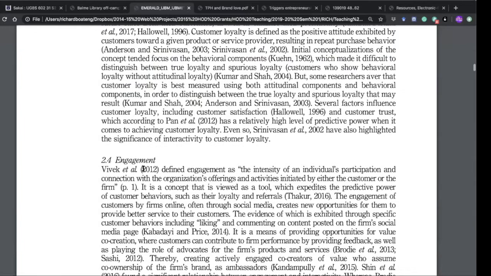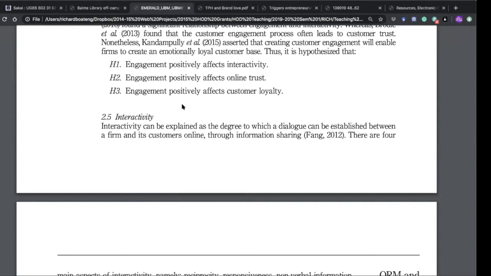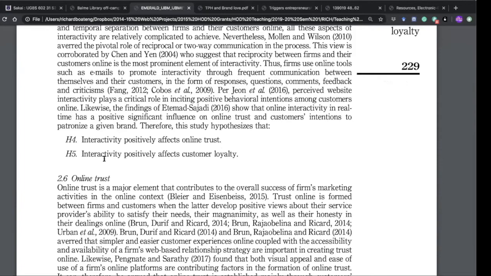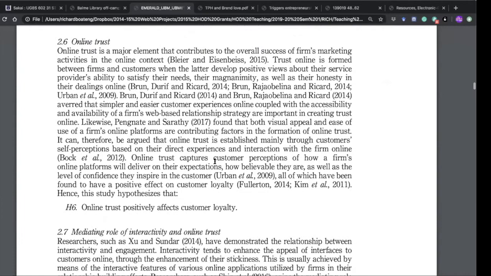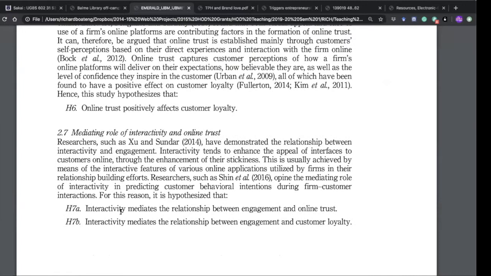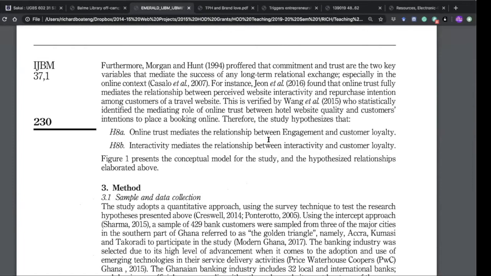So hypotheses are developed. A hypothesis just tells us the relationship between two variables. Engagement positively affects interactivity, online trust, and customer loyalty. Interactivity positively affects online trust and customer loyalty. Online trust positively affects customer loyalty. Then H7: interactivity mediates the relationship between engagement and online trust. Interactivity mediates the relationship between engagement and customer loyalty. Online trust mediates the relationship between engagement and customer loyalty. And then interactivity mediates the relationship between interactivity and customer loyalty, and this one is wrong. It's supposed to be engagement and customer loyalty.